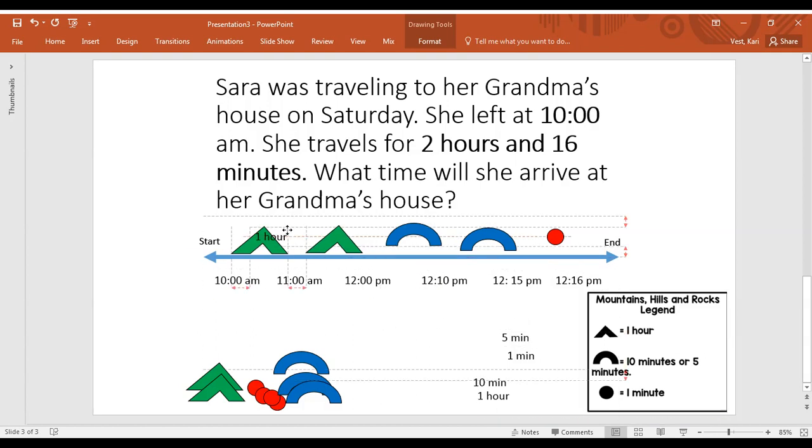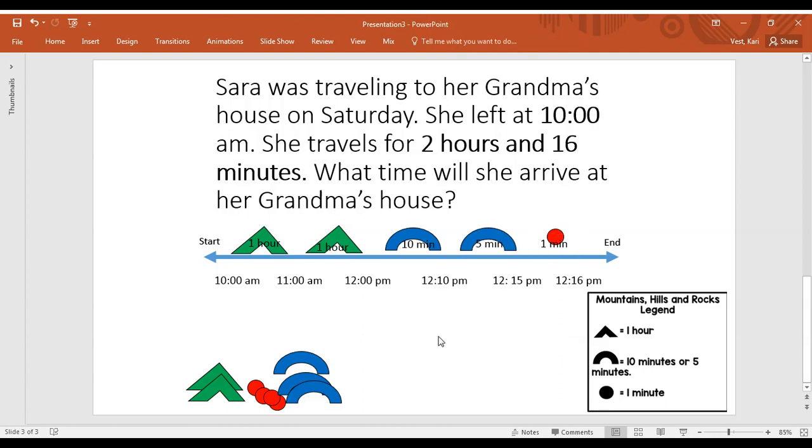1 hour, 2 hours, and then we have 10, 15, 16 minutes. So Sarah arrives at her grandma's house at 12:16 p.m.